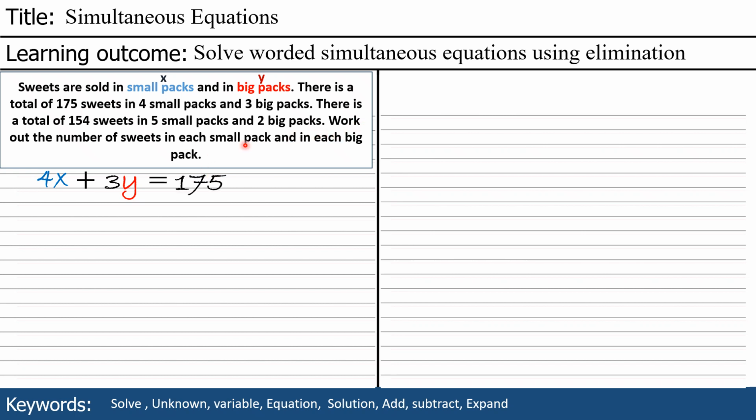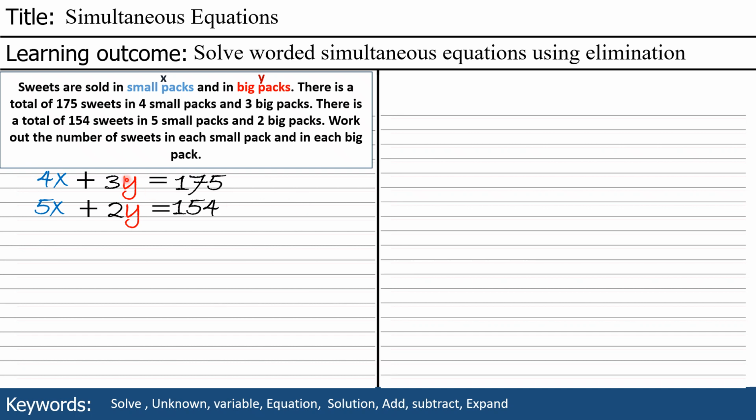There is a total of 154 sweets in 5 small packs and 2 big packs. So that's 5x and 2y equals 154. Now we have our simultaneous equations.